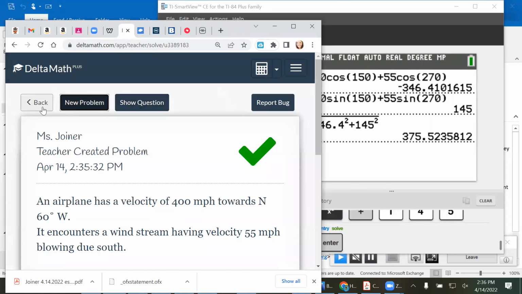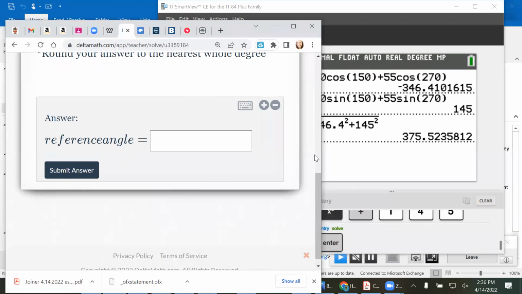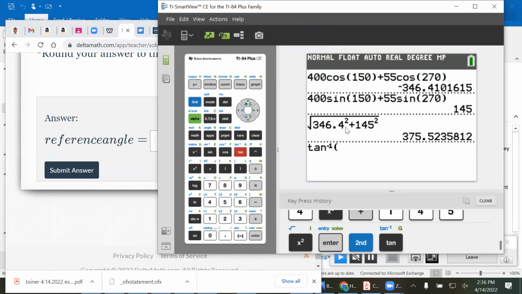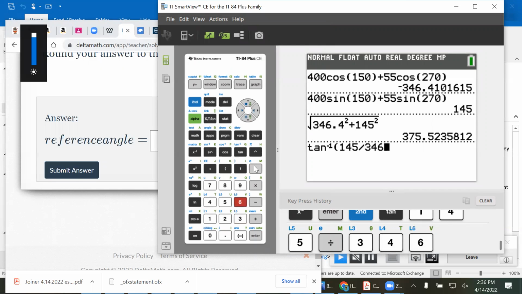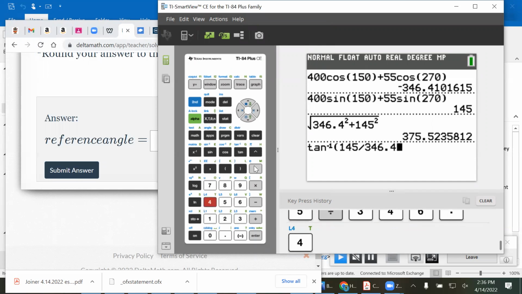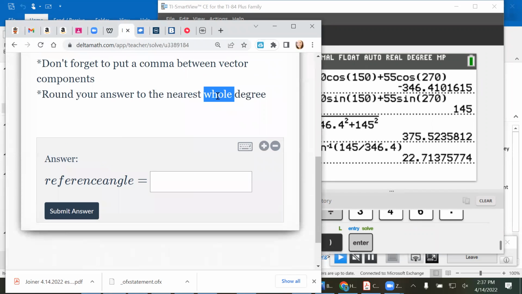Okay, how do we find direction? What do we put in the calculator? The inverse tan of what? How do I put it in? Y over X. My Y was the 145 over my X was the 346. Remember, no negatives on these or it'll come out wrong. Okay, I get 22.7 degrees. Now pay attention on your homework. It says round to the nearest whole degree. So what would 22.7 round to? 23 degrees. And then I need to check what quadrant I'm in for direction. So remember, that's the reference angle.